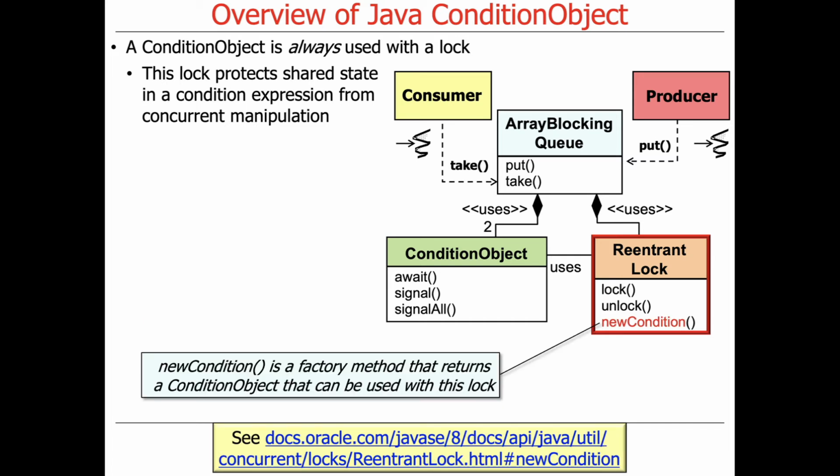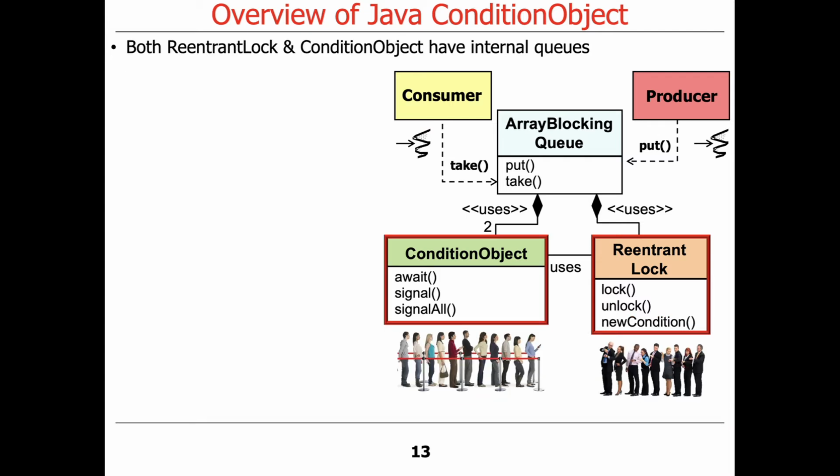The way that you get a condition in Java, you could make it yourself, but you never make it yourself. You never say new ConditionObject. You always call newCondition, which is a factory method that returns a condition object that can be used with a ReentrantLock. So there's a very, very tight coupling inherently and implemented explicitly and intentionally between ReentrantLock and Condition. That's how you get a new condition object in Java. And we'll see that when we look at the example here shortly.